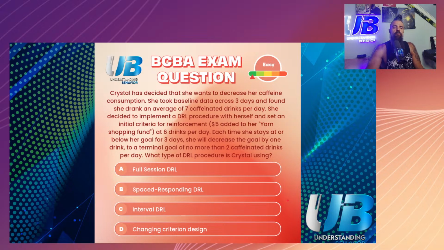Awesome. We've got one more question for you. Let's check it out. Crystal has decided that she wants to decrease her caffeine consumption. She took baseline data across 3 days and found that she drank an average of 7 caffeinated drinks per day. She decided to implement a DRL procedure with herself and set an initial criteria for reinforcement, which was $5 added to her yarn shopping fund at 6 drinks per day. Each time that she stays at or below her goal for 3 days, she'll decrease the goal by 1 drink to a terminal goal of no more than 2 caffeinated drinks per day. What type of DRL procedure is Crystal using? What do you think?